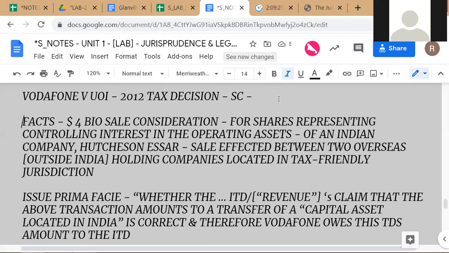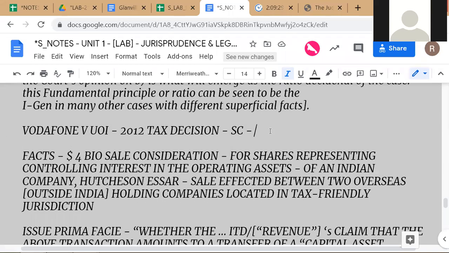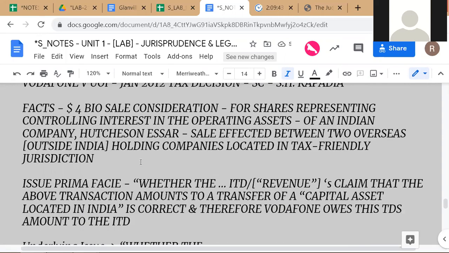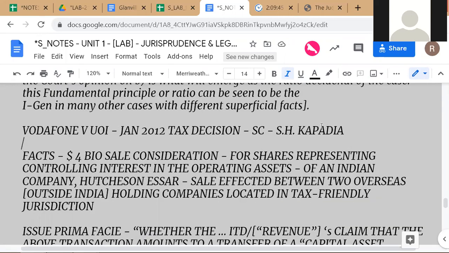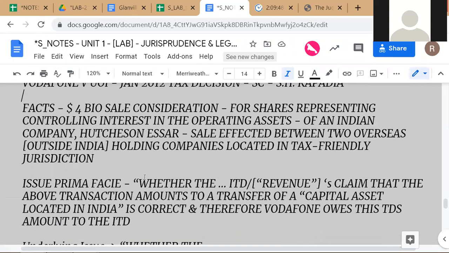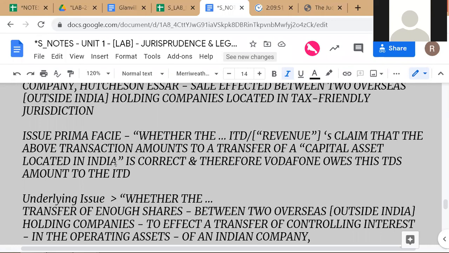So here, this is actually a judgment by S.H. Kapadia, who was the CJI at that time. It's a January judgment actually, if I'm not mistaken. Anti-2012 tax law. This thing is still going on actually. This whole debate, dispute. The case decision has already come, but they're still fighting over it because the government didn't accept the decision. So here you have issue prima facie, therefore Vodafone.